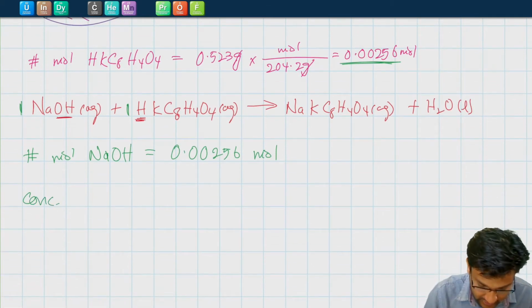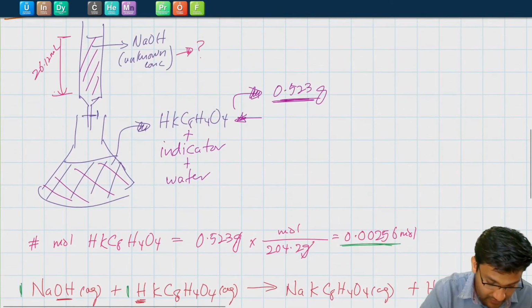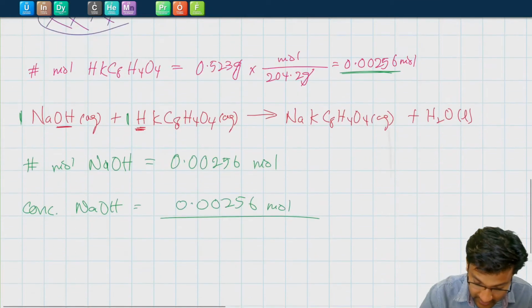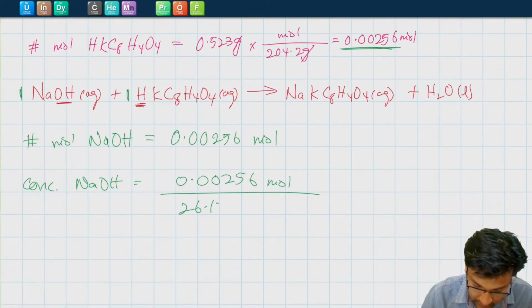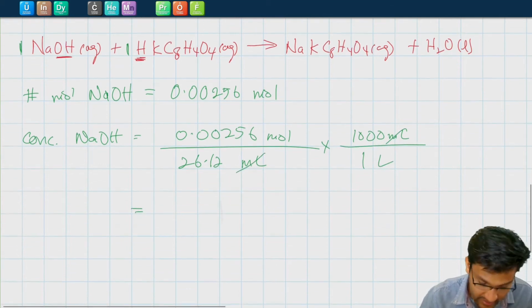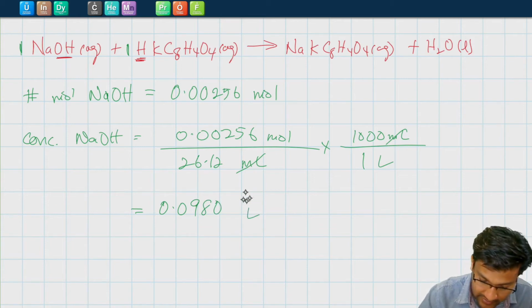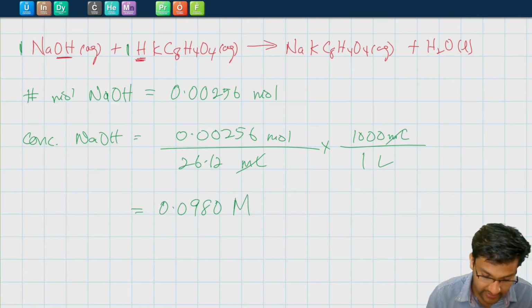The concentration of our NaOH is the number of moles divided by the volume, but the volume should be in liters. The volume that we used was 26.12 milliliters, but we need to convert that to liters. And so the concentration is 0.0980 moles over liter, or that's the same as writing big M, molarity.